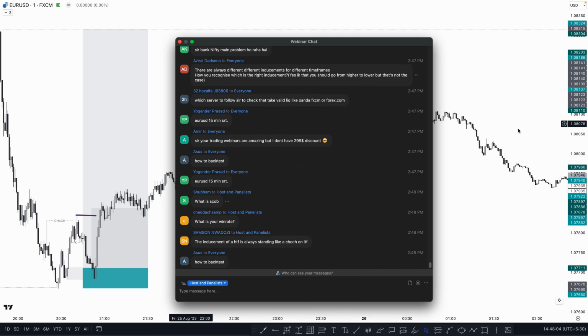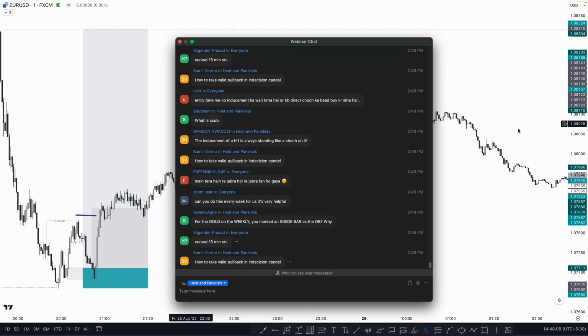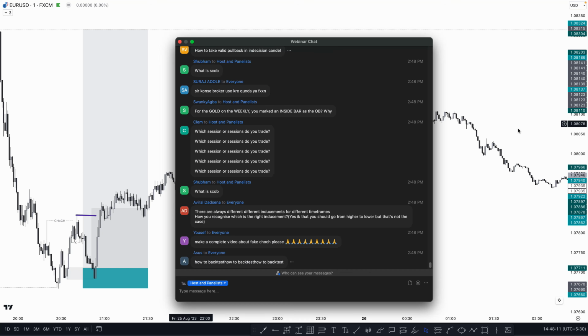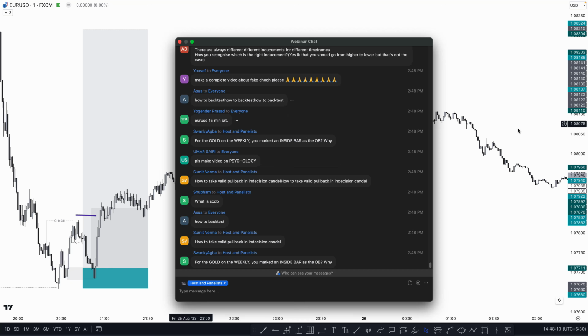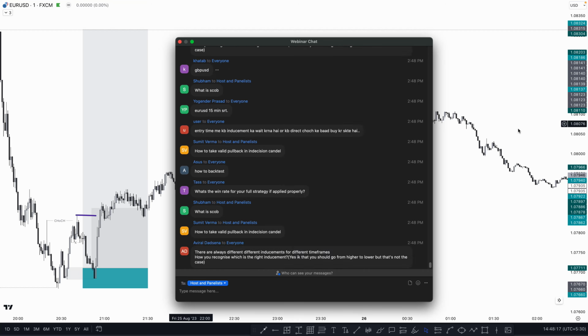Simply, that's it. EURUSD on the 15 minute. The 15 minute is the same as the 1 hour, they look similar. So which session do you trade? I trade mostly in the London and New York sessions. New York gives more volatility.